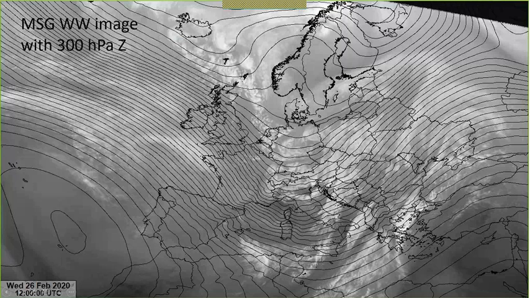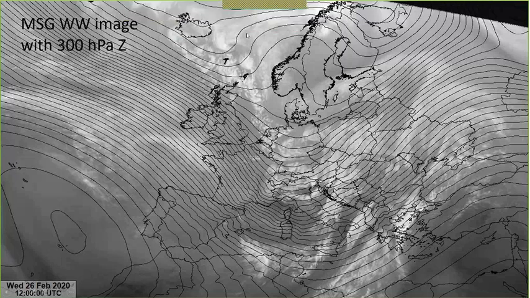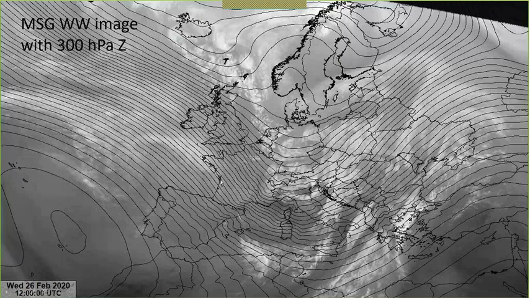So basically only the Scandinavian area or the northern parts of Europe is at the moment in the state where the gradient isn't that strong.